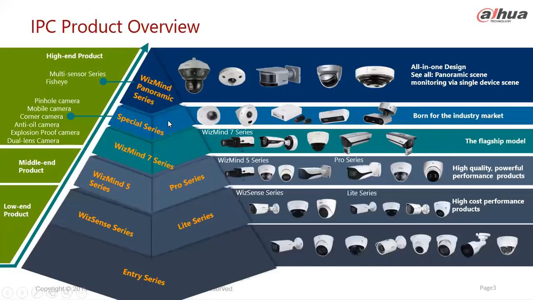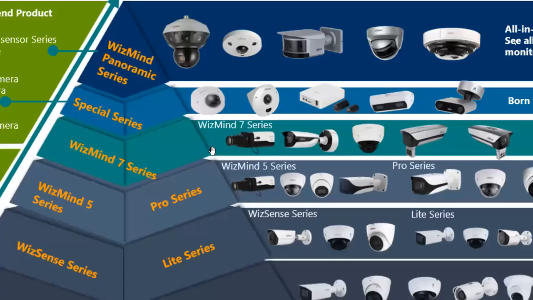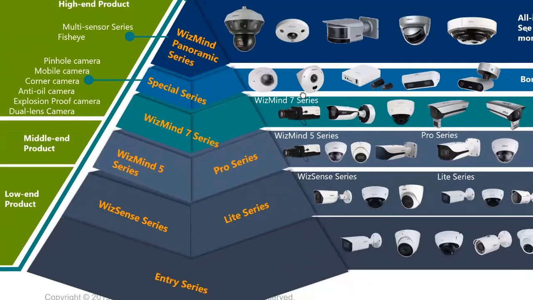So you see this hierarchy on your screens. The hierarchy is below. We have talked about the panoramic series. We have talked about the special series cameras. We have talked about WizMind 7. We have talked about WizMind 5. Now we're going to talk about WizSense 3 as we go down.